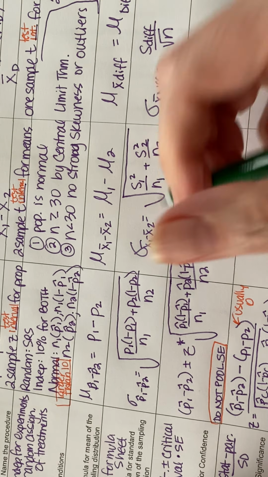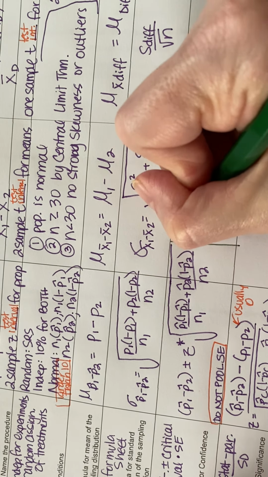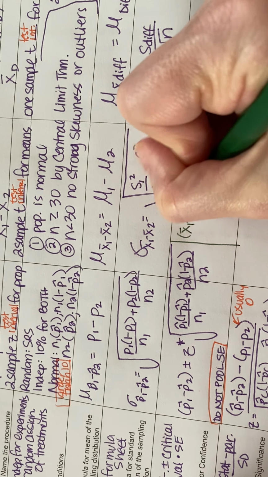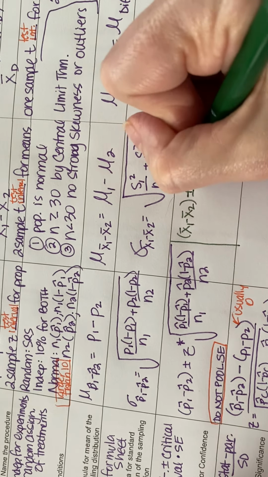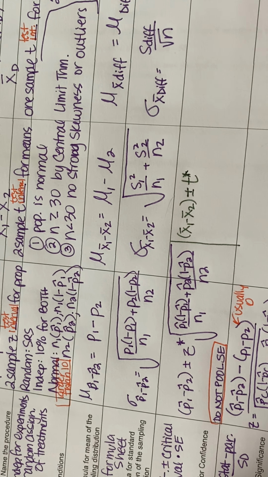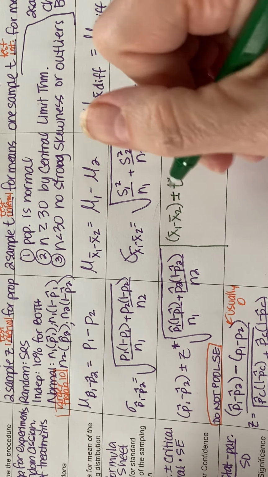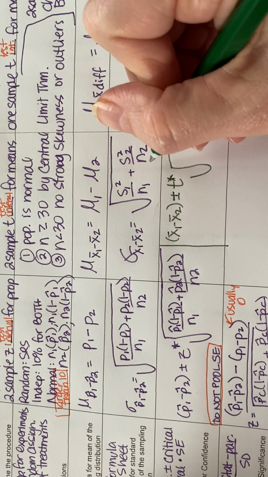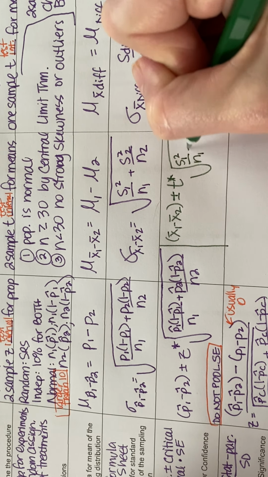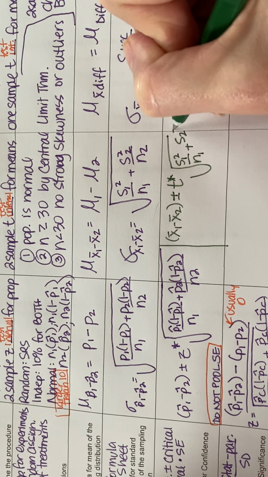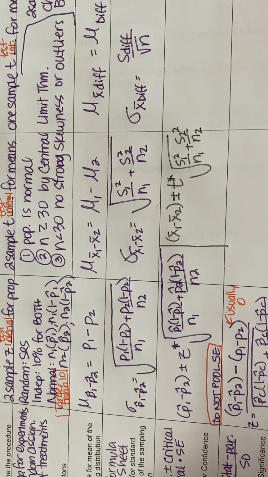All right, so the statistic, x bar 1 minus x bar 2, plus or minus your critical value, which is t star, times the standard error, which is right here, s1 squared over n1 plus s2 squared over n2, all under the square root.